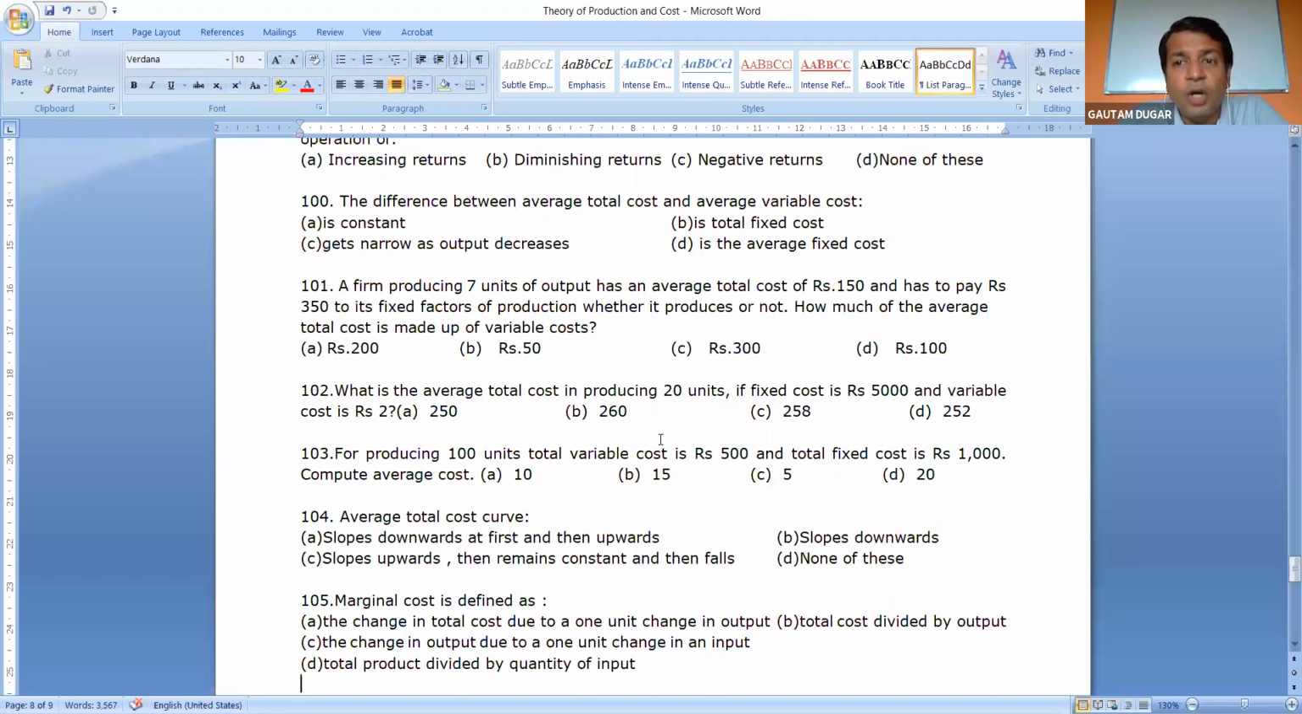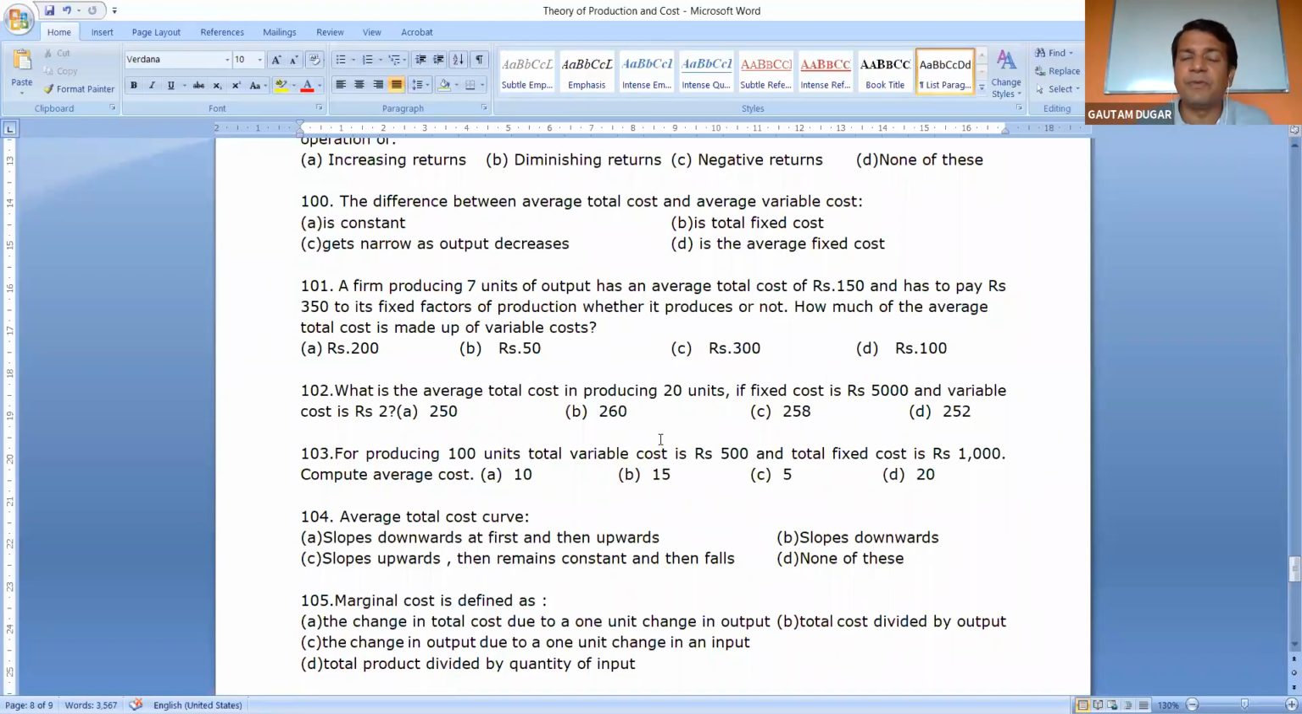Now they've asked how much of the average total cost is made up of the variable cost. So 700 is the total variable cost for 7 units. So what is the average variable cost? 700 divided by 7 is 100 rupees. So for 101, the answer is rupees 100.